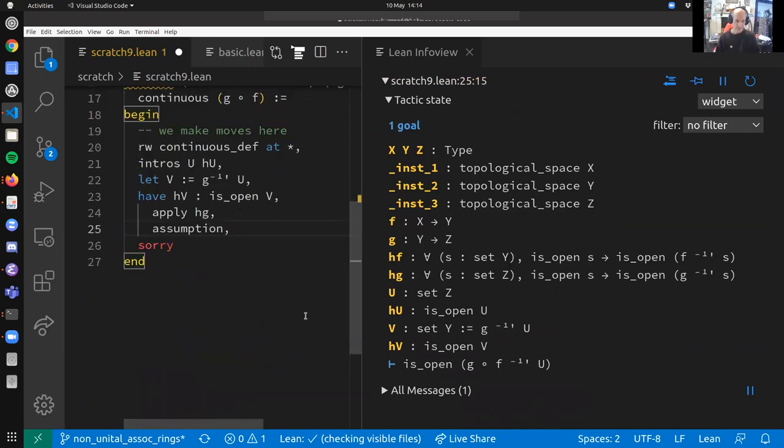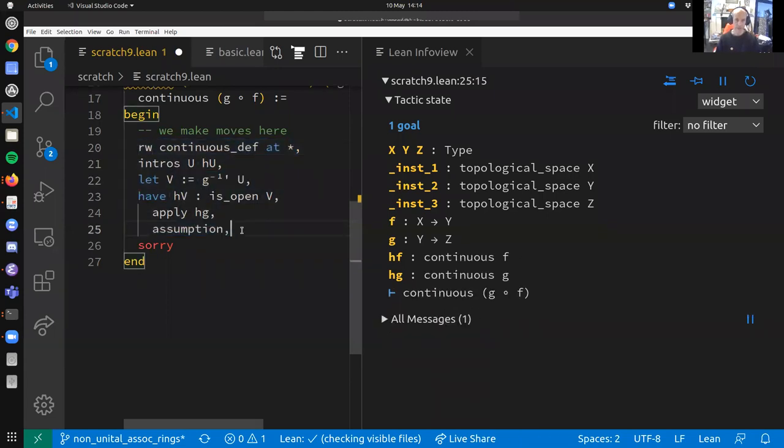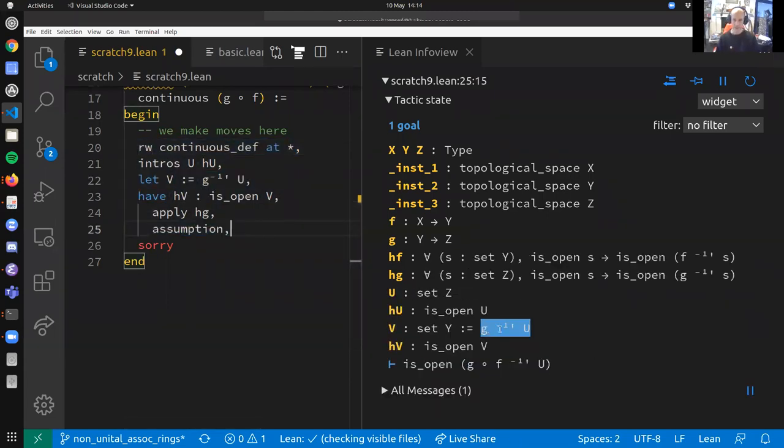So you see, this stuff on the left is difficult for someone that doesn't know Lean. I'm just writing in Lean's tactic language right now. So this stuff on the left is difficult to follow, but you can see what's happening on the right here. Now we have V as the pre-image of U, and we have the hypothesis that V is open. So we must be done, right?